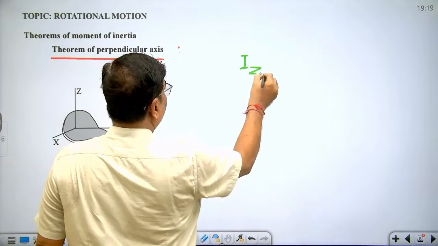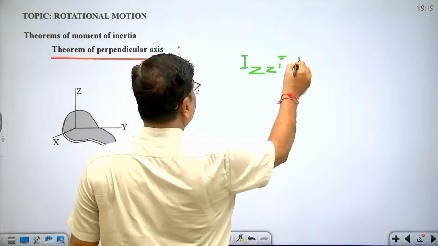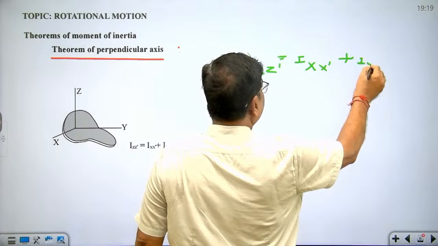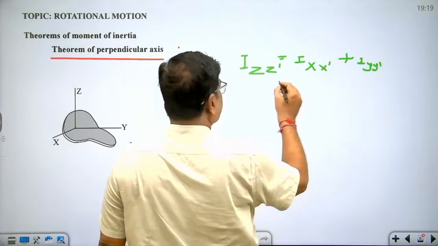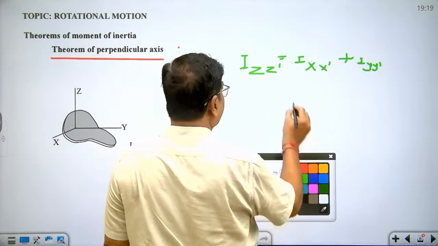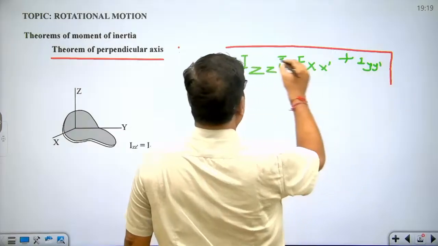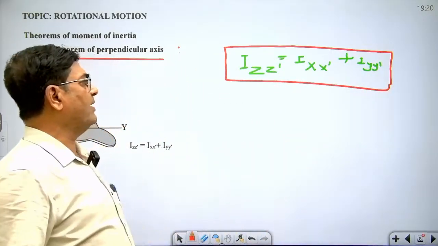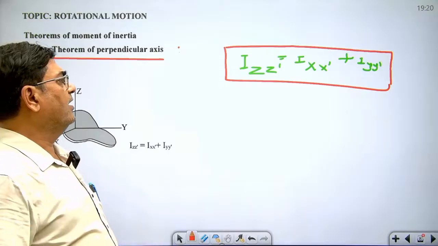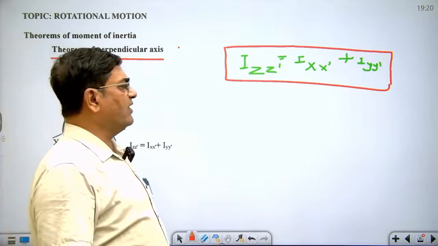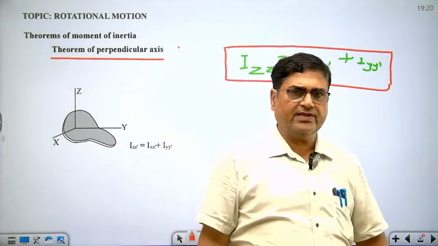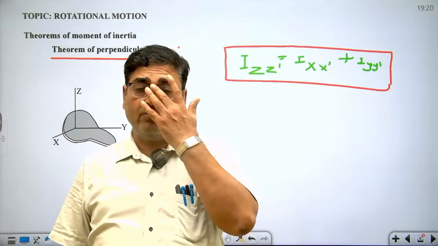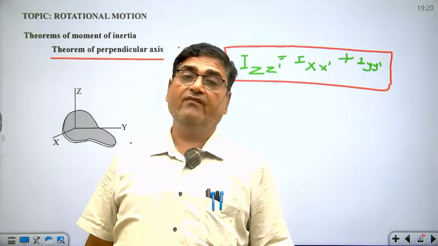The statement of the theorem is I about zz dash equals I about xx dash plus I about yy dash. Here xx dash and yy dash are the axes lying in the plane of the lamina, and zz dash is the axis passing through the intersection point of the plane and perpendicular to the plane. Dear student, whenever mass distribution is symmetrical, like in the case of a ring or disc, moment of inertia about xx dash and yy dash will remain the same.